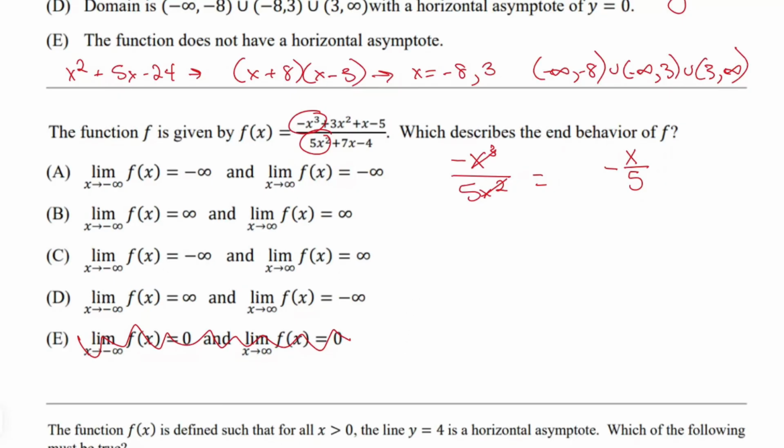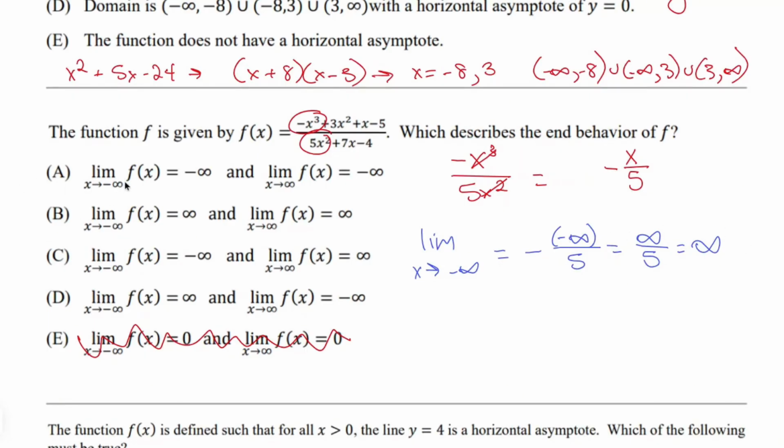In order to find the limit as x approaches negative infinity, we're going to plug in negative infinity into x and see what happens. So negative infinity over 5. Negative infinity is the same thing as positive infinity. Positive infinity divided by 5 is still positive infinity. So the limit as x approaches negative infinity is positive infinity.